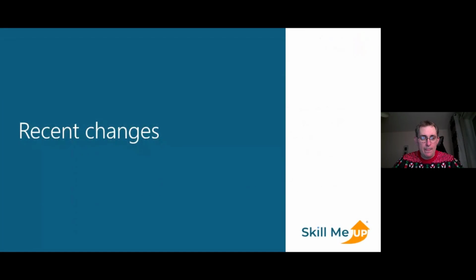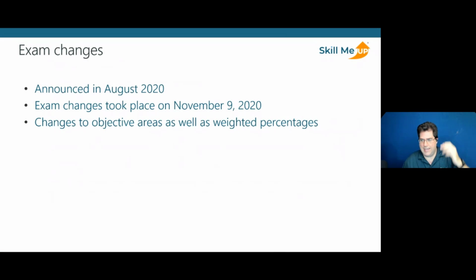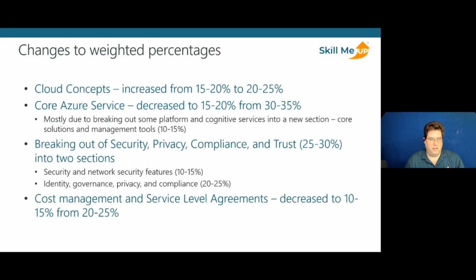Yeah, thank you, Gregor. Let's go a little bit deeper into some of these changes regarding those objective areas. As Gregor had stated, they originally announced back in August that they were going to make some changes, and then delayed those changes to November 9th. One of the key things Gregor pointed out in that previous slide was that there were some significant changes around how the objective areas and the weighted percentages were structured. So to expand upon that objective area slide and talk a little more about these changes.